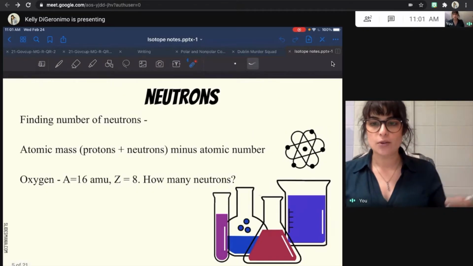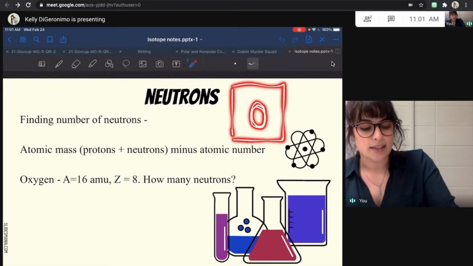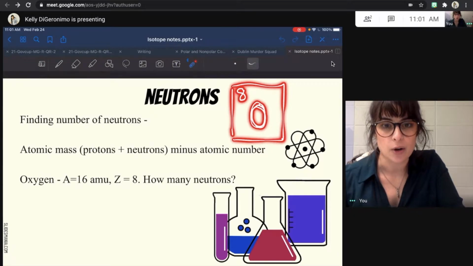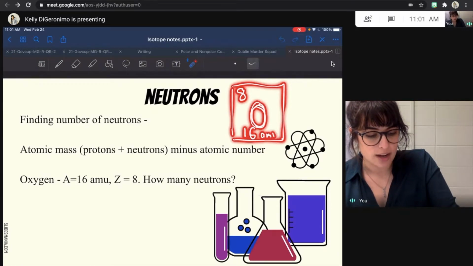So let's check out oxygen. I'll draw you the atomic symbol, oxygen. Its atomic number is 8. And what does that tell us? Yes, oxygen has 8 protons. Its atomic mass is about 16 atomic mass units.